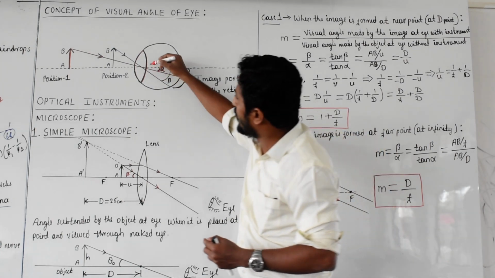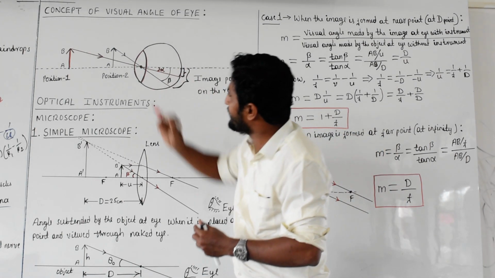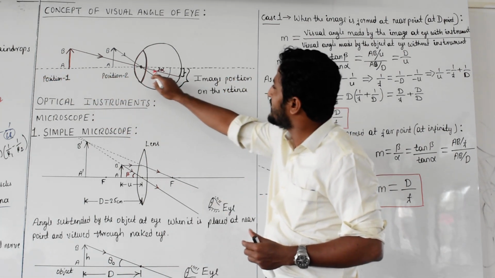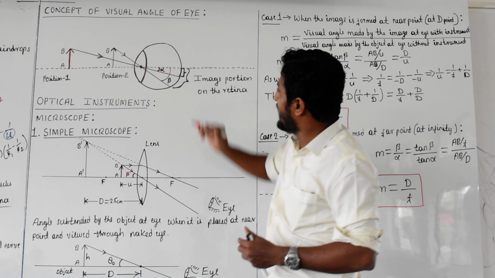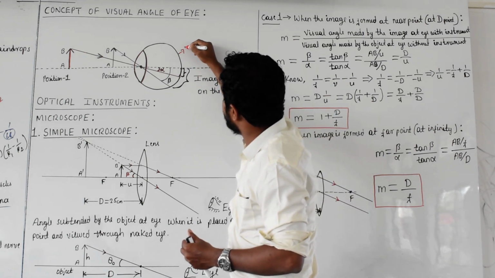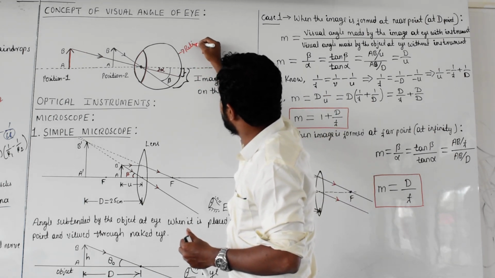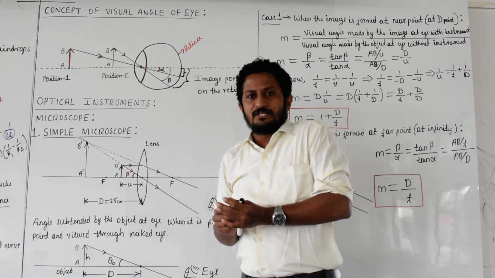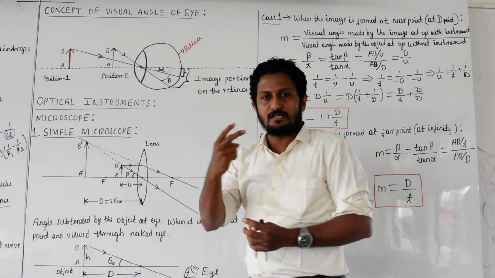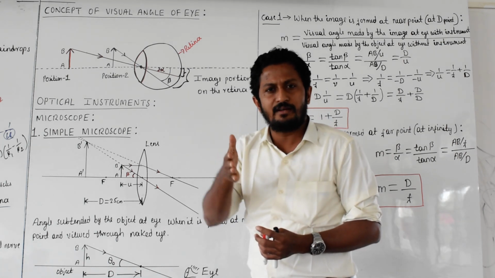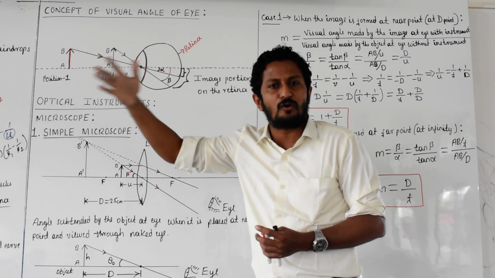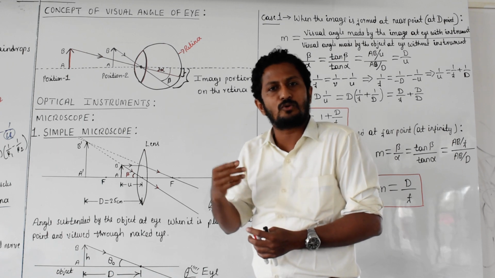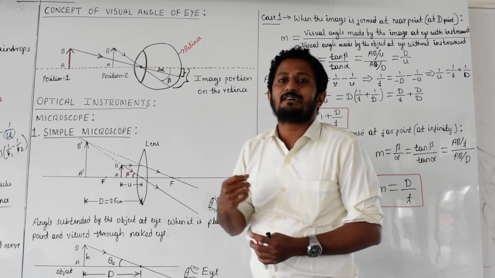This is the optical center of our eye. This dotted line is the principal axis. And this is the retina. Look here at what I mean to say. I already discussed that the eye has two points, the near point and the far point. If the object is between these two points, then our eye is able to see its image clearly.